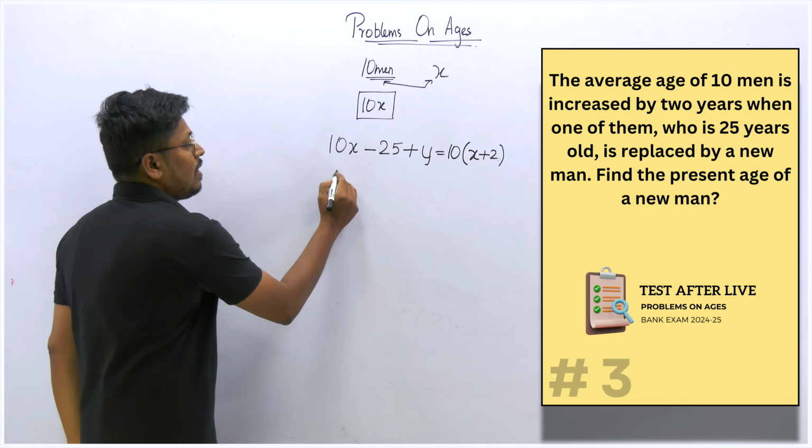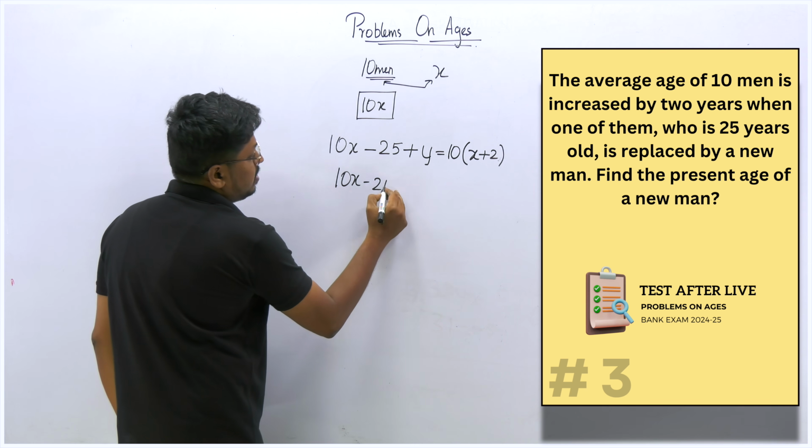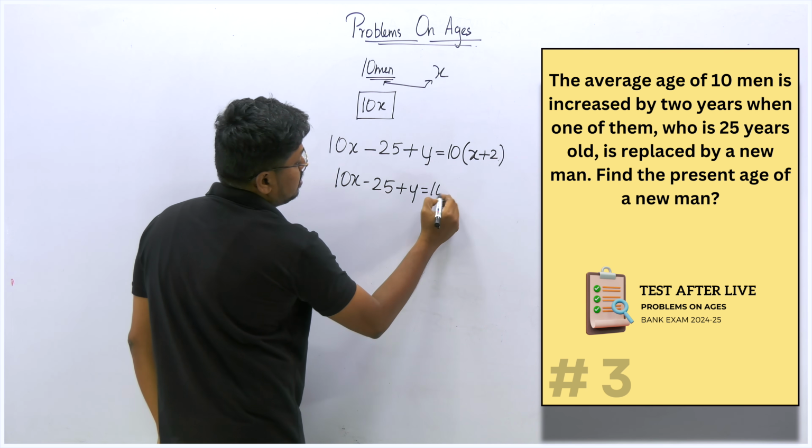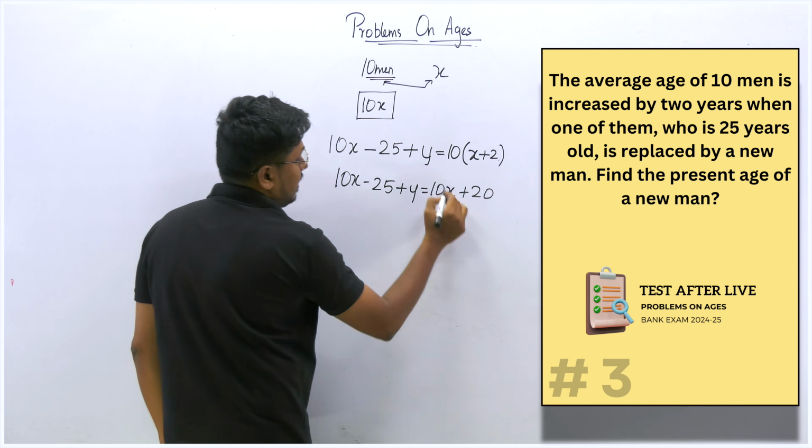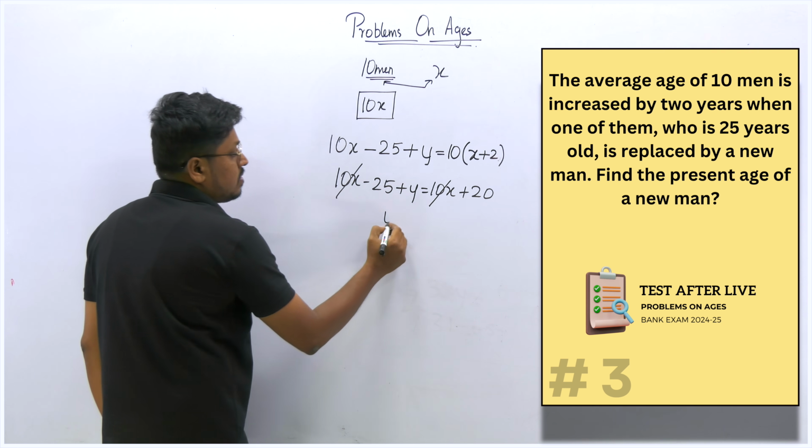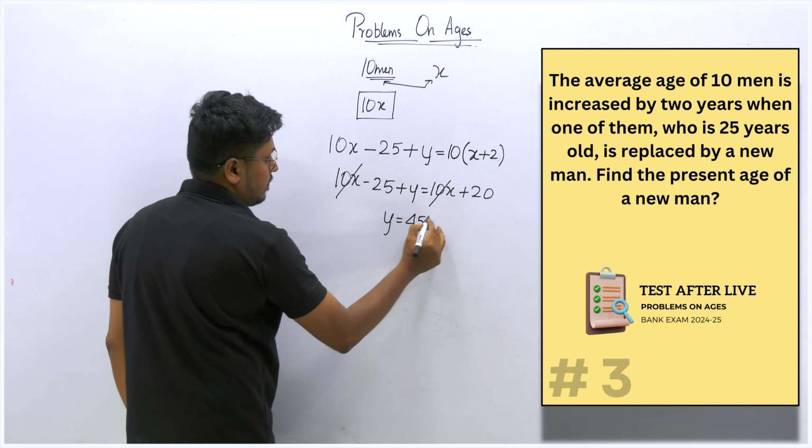So now we need to solve it. So 10x minus 25 plus y is equal to 10x plus 20. So we can cancel 10x here. So y is equal to 45.